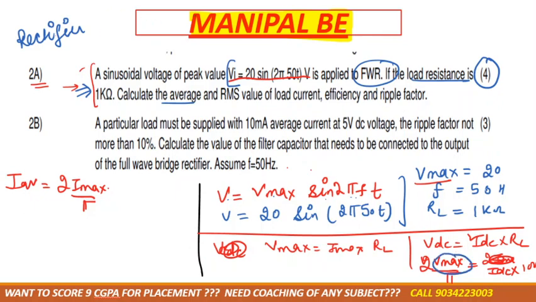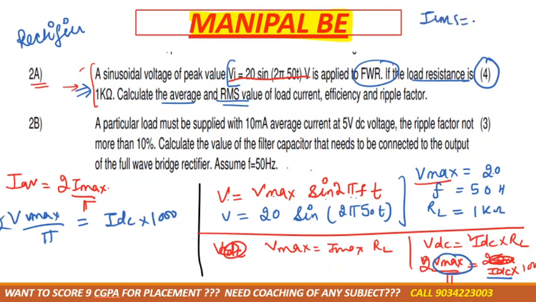So V max is 20. We can substitute in this formula: 2 V max divided by pi is equal to IDC into RL, right? Next they are asking IRMS. IRMS is equal to I max divided by root 2. We can get I max from here. If we know IDC, then we can get I max also, and substitute it here.